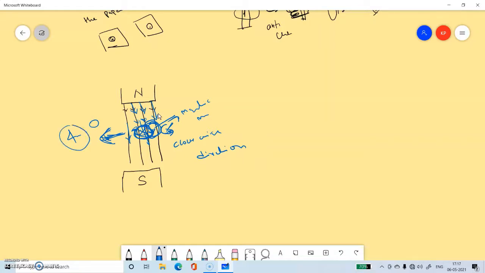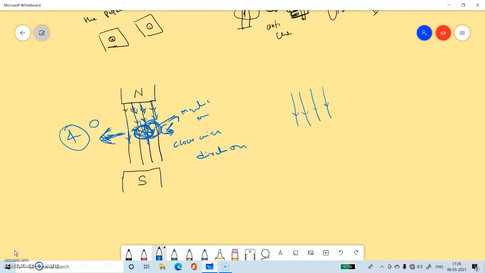So therefore we can say that a force is applied. By this we can say that whenever a current carrying conductor is placed in a magnetic field, it experiences a mechanical force. So here, when the main flux is vertically downwards, in this figure we are able to see that the main flux is vertically downwards, that means in this direction.